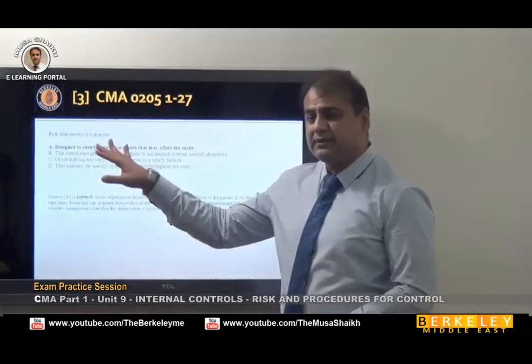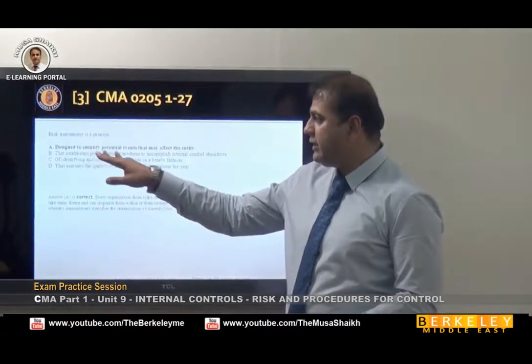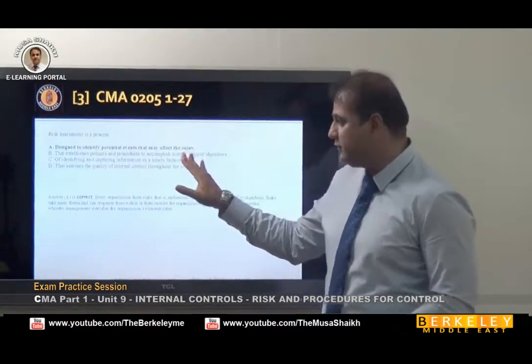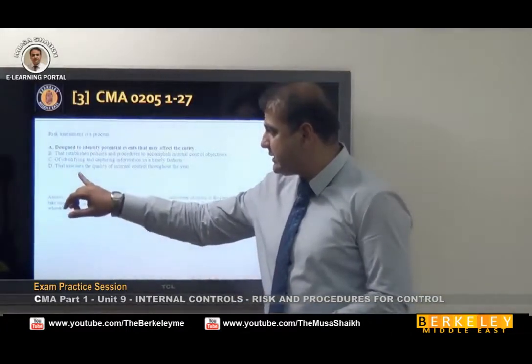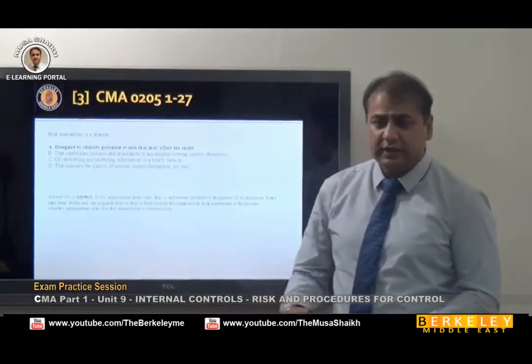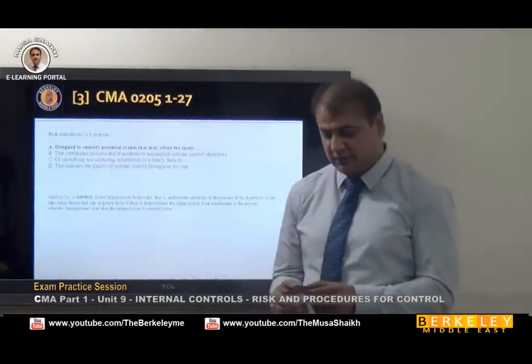Risk assessment is a process of identifying the risk, designed to identify potential events that may affect the entity. If you see the other options, they will not do. One is that it assesses the quality of internal control. No, it's more about identification of the risk, prioritization, management, all that.